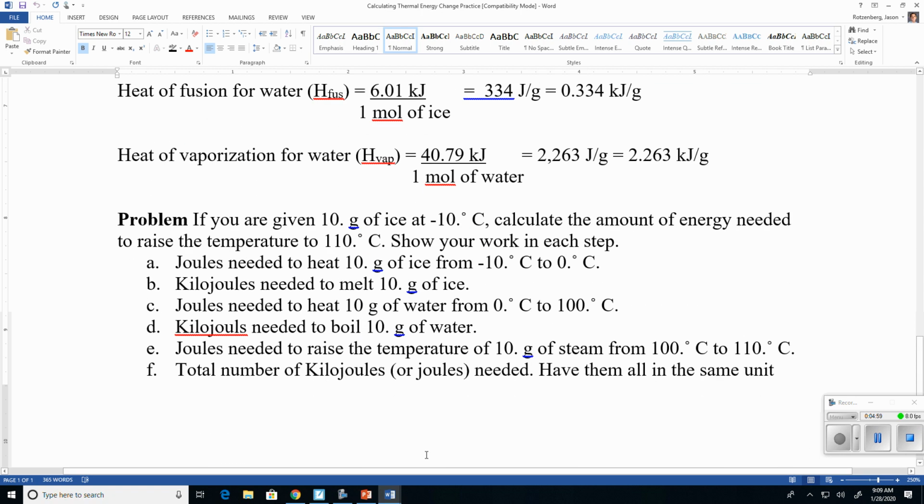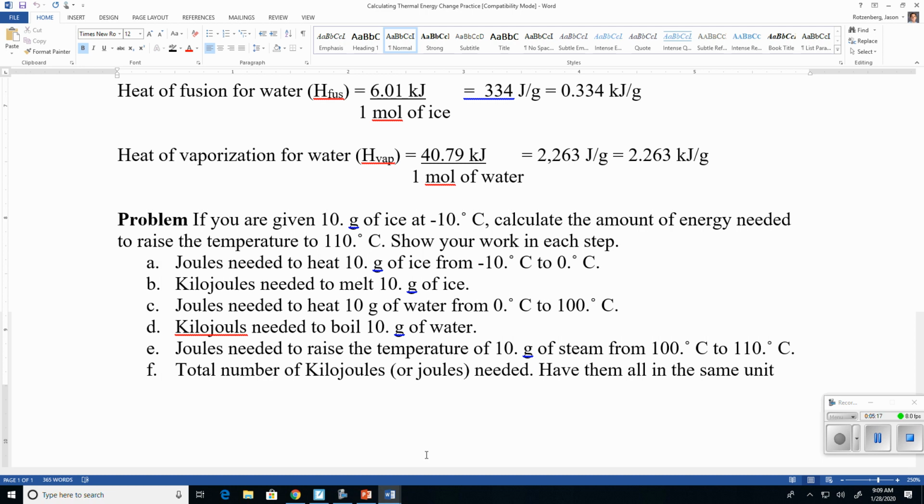And what we're solving for today is this problem on the very bottom of the board. So the question asks, if you're given 10 grams of ice at negative 10 degrees Celsius, calculate the amount of energy needed to raise the temperature to 110 degrees Celsius.